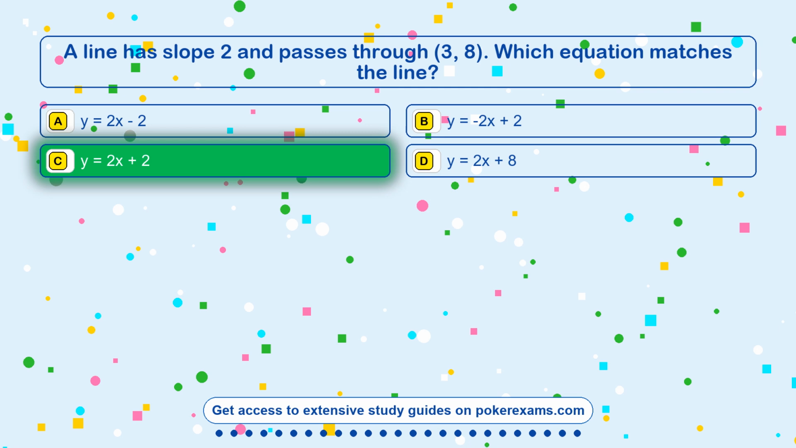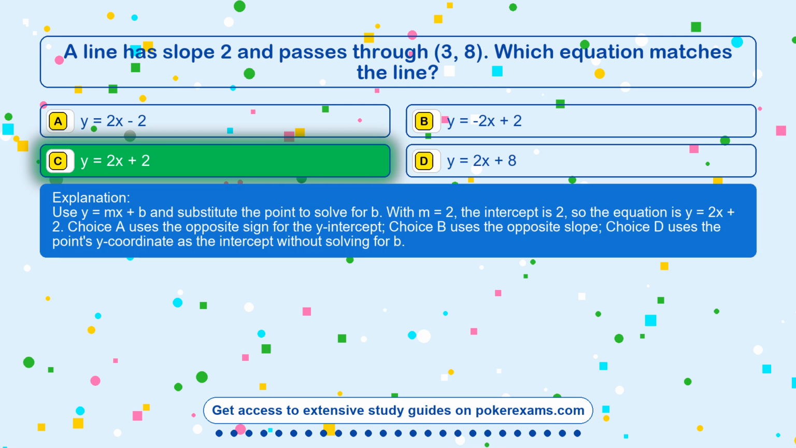The correct answer is option C, y equals 2x plus 2. Use y equals mx plus b and substitute the point to solve for b. With m equals 2, the intercept is 2, so the equation is y equals 2x plus 2. Choice A uses the opposite sign for the y-intercept, choice B uses the opposite slope, choice D uses the point's y-coordinate as the intercept without solving for b.